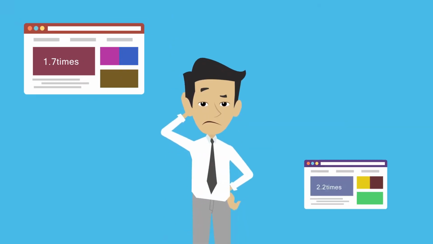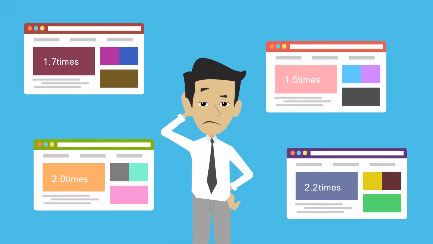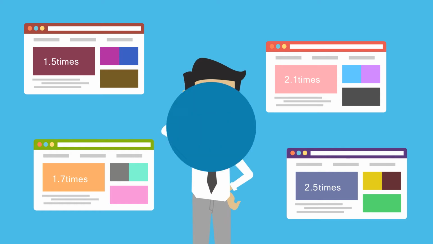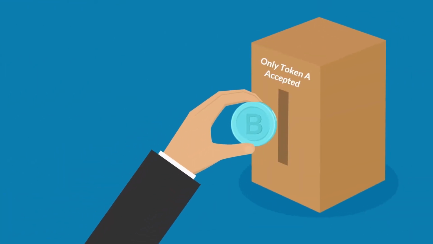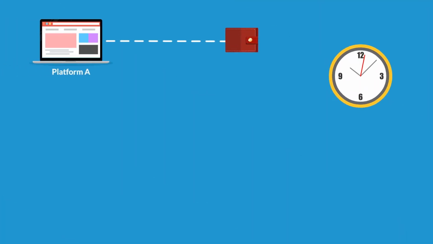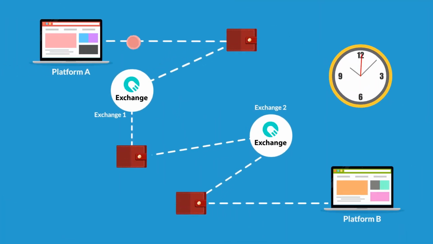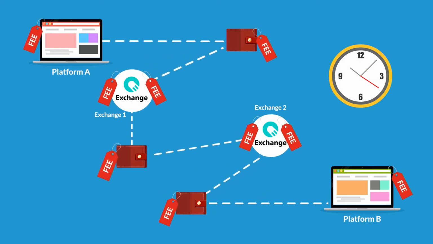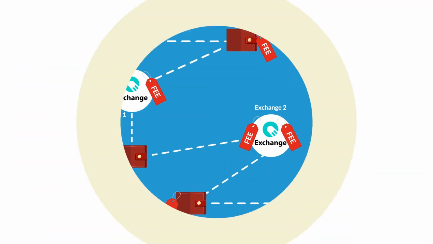But it's an ocean of countless possibilities that constantly emerge and disappear. How do you find the best offers on time? And even if you do find it, how do you obtain the required token for it? There are many different platforms using different tokens, but conversions between platforms are very slow and expensive, and this can mean losing out on big opportunities.